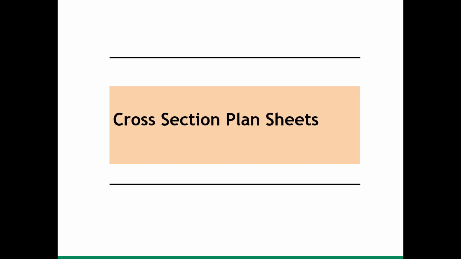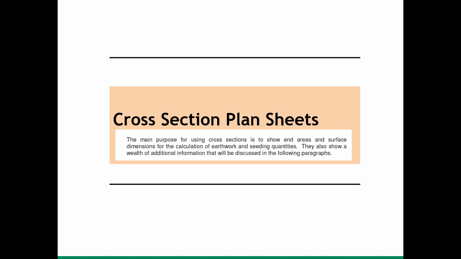Next, we're going to go over the cross-section plan sheets. The main purpose for using cross-sections is to show end areas and surface dimensions for the calculation of earthwork and seating quantity. They also show a wealth of additional information that we'll discuss in the following pages here.